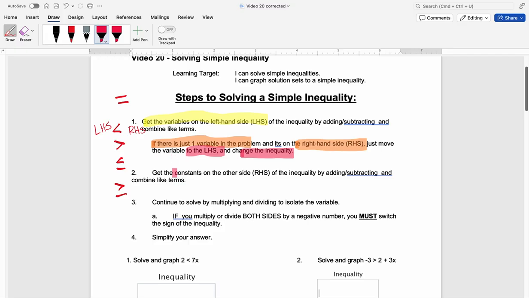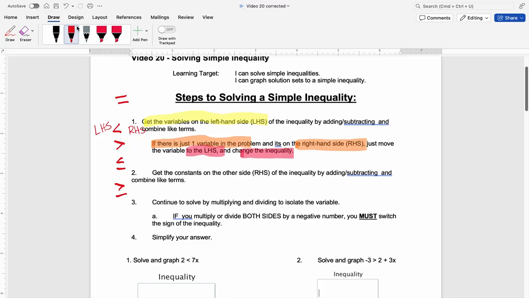The second step is we want the constant, that's just the number, on the right-hand side. Again, you've done all of these things before. And we do that by adding the opposite and combining like terms if there are any other on the right-hand side. Once we have the constant on the right-hand side and the variable on the left-hand side, the last step is we want to divide by the coefficient.